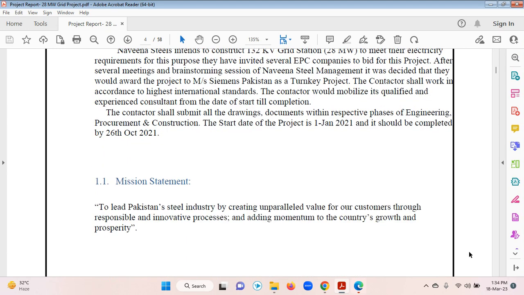This is the mission statement. It will vary from company to company. So, as our statement, we are the steel company. Our mission statement is to lead Pakistan's steel industry by creating an unparalleled value for our customers through responsible and innovative processes, and also adding momentum to the country's growth and prosperity.